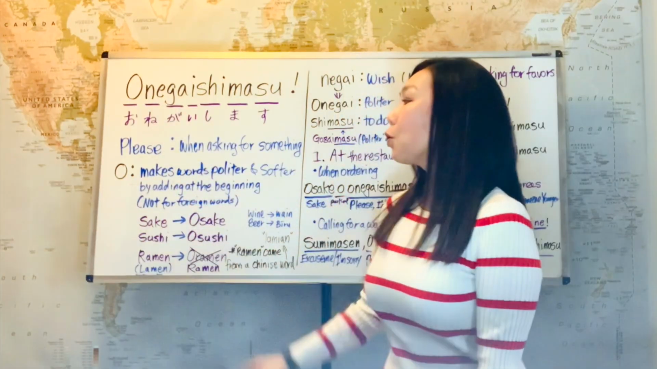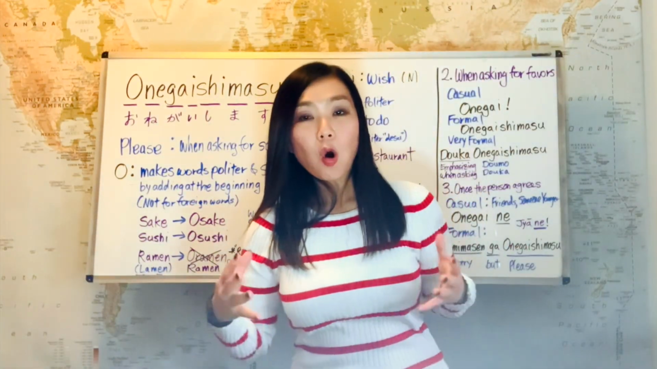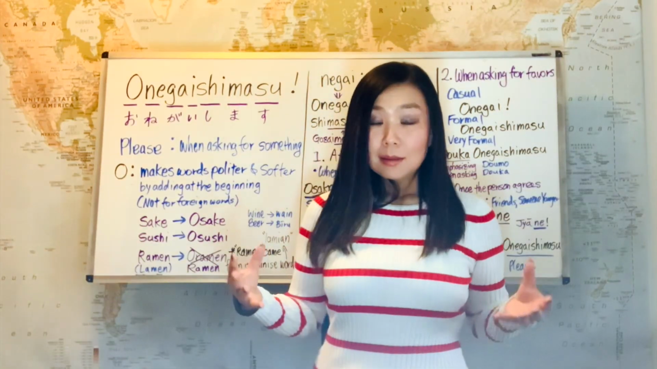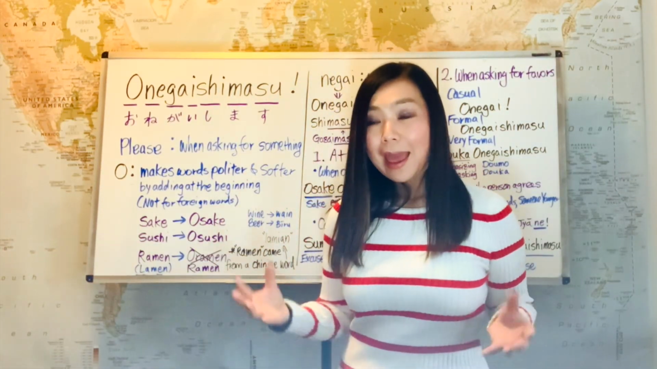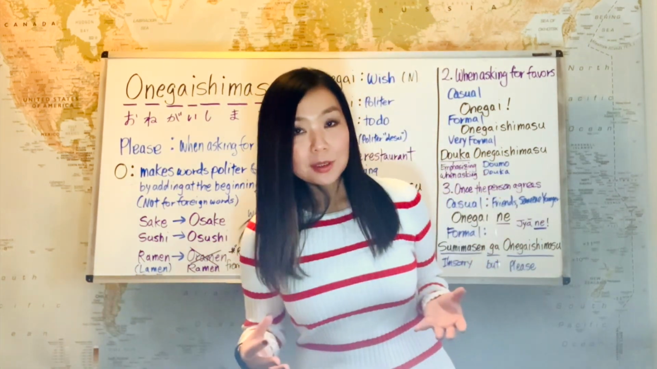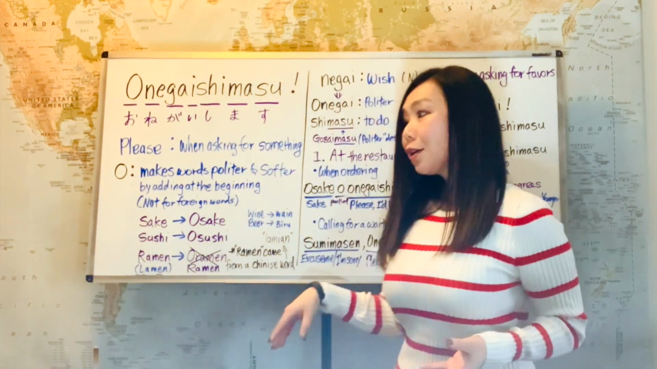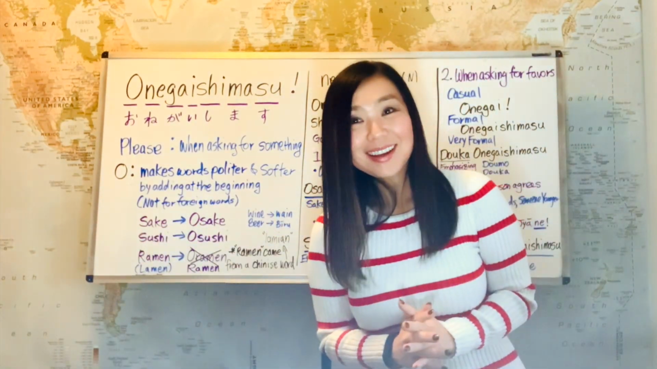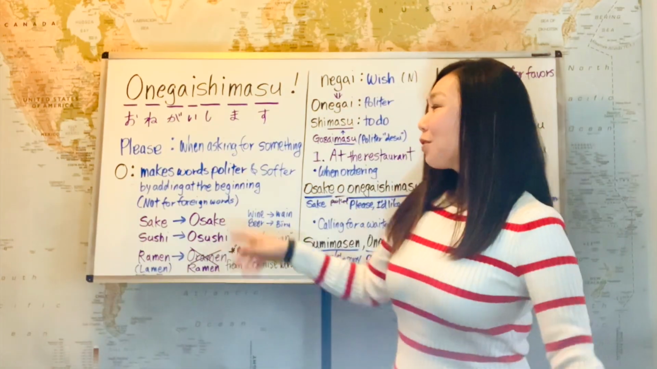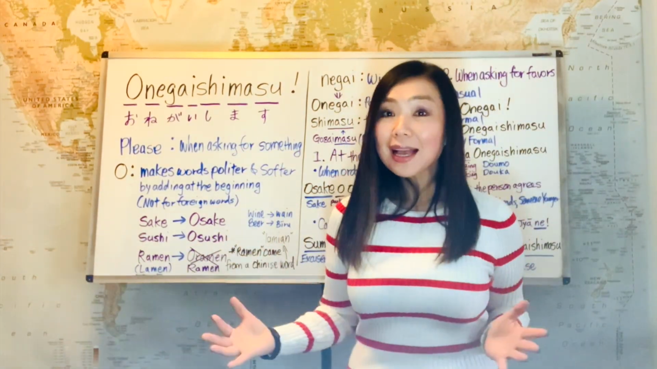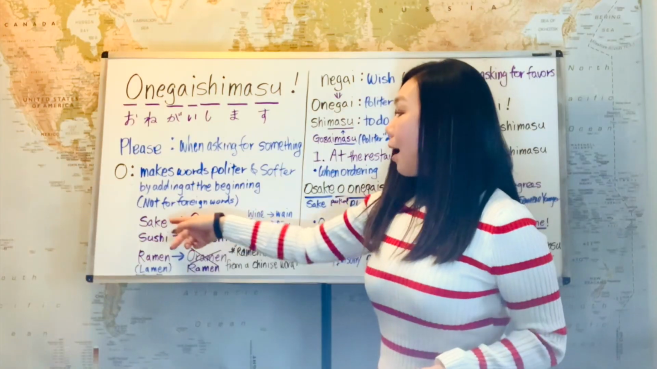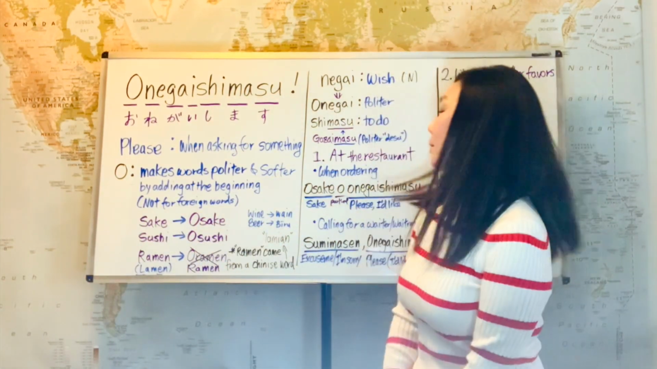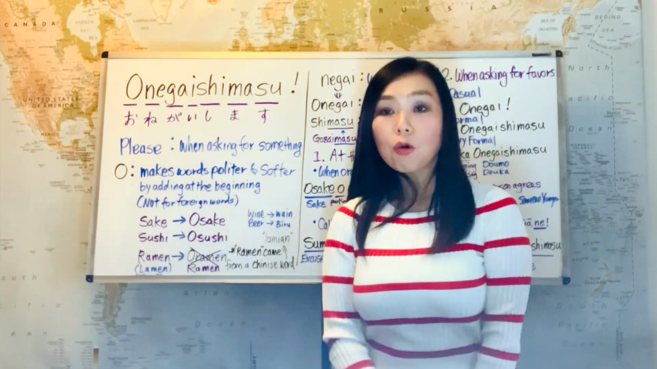O. So quite often in Japanese, we add O in front of a word, particularly a noun, to make it politer or softer. And it only applies for Japanese words, not for foreign words. Okay, here's an example. Sake. Everybody loves sake, right? I sure do. So we pronounce sake, sake. So now, if you want to make it politer, you add o, osake. And same goes with sushi, osushi.